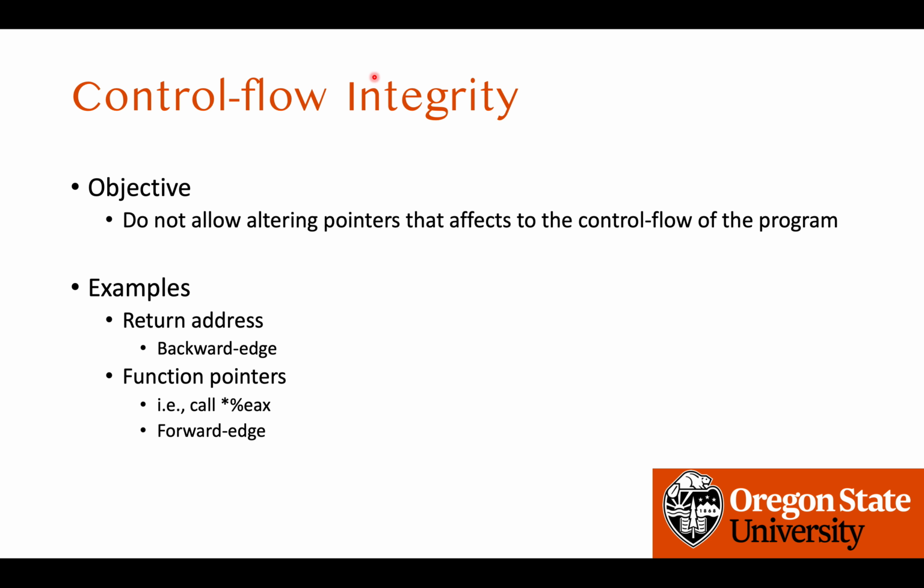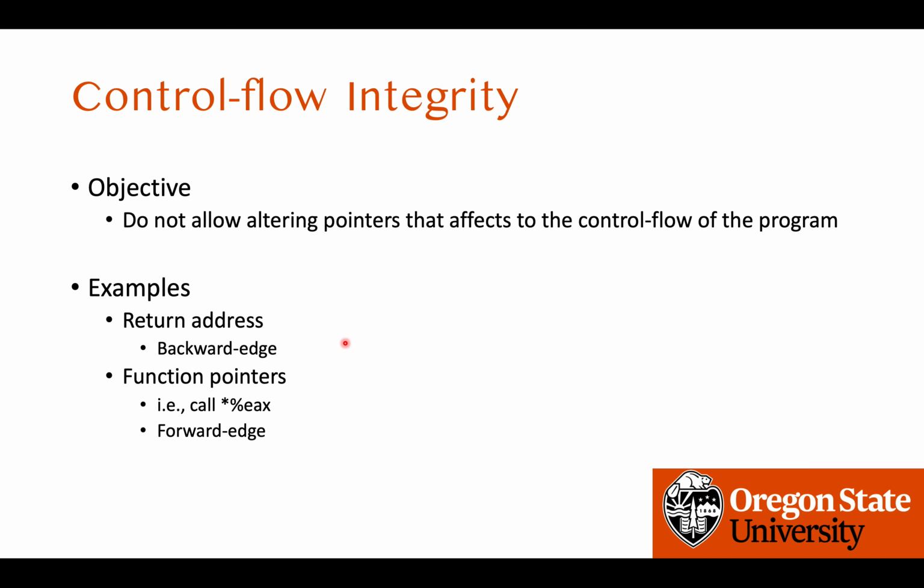It aims to provide a property that attackers may not alter pointers that affect the control flow of the program. This includes the return address and also function pointers, GOT entries, any kind of address that points to a function. This security mechanism, control flow integrity, would like to assert the property that attackers can never alter those pointers, or that they can alter the pointers, but there is at least a mechanism to check whether the pointer is a legitimate call or return target or not.